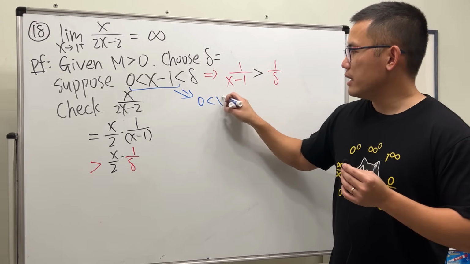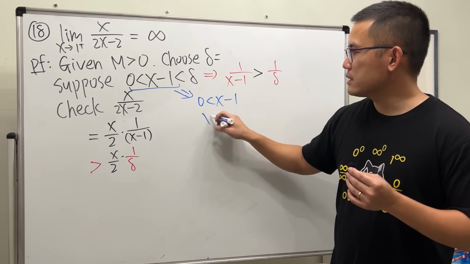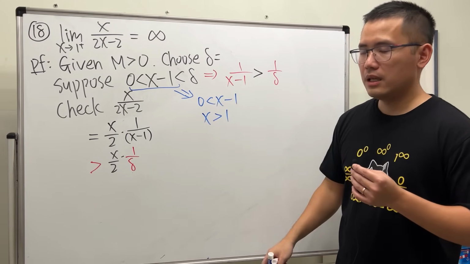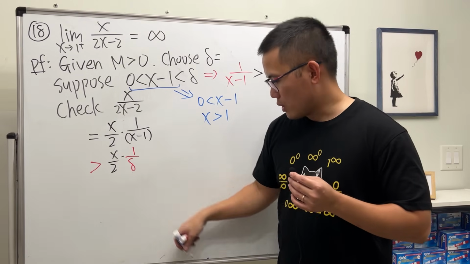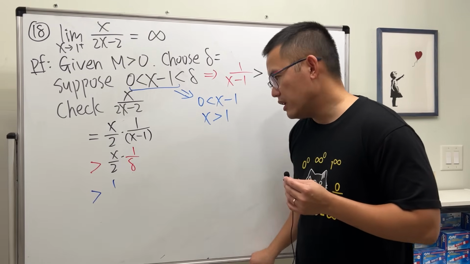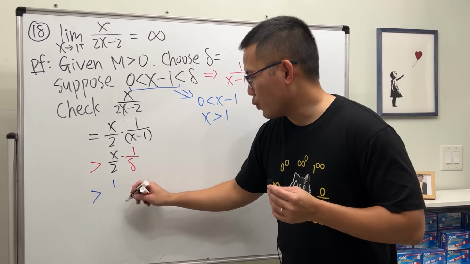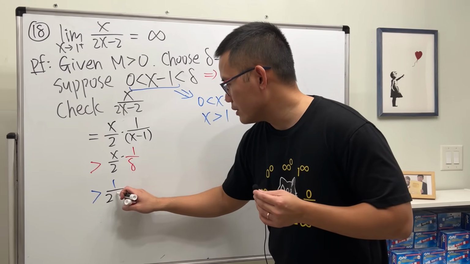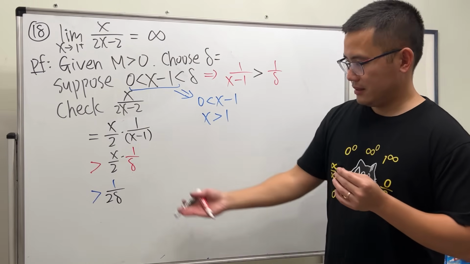0 is less than x minus 1, meaning x will be greater than 1, yeah? If x is greater than 1, can I just replace that with 1? Like that? Yes. 1 times 1 is 1 over 2 delta. It's legit.